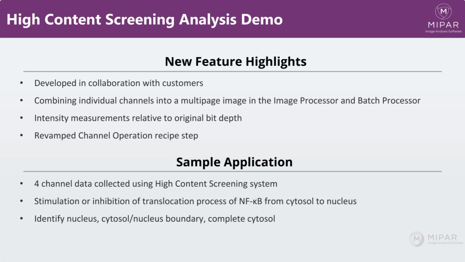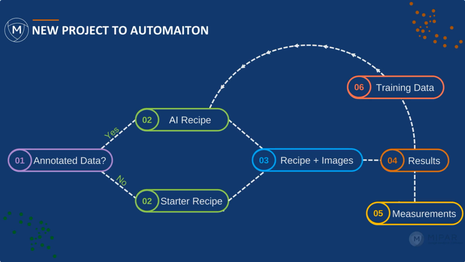So that was a fairly quick demonstration of some of the features that we've included in the high throughput analysis update of MyPart 4.1.0. Now, if you're new to MyPart, the question always becomes, well, how do I get these recipes? And we put together a diagram here to help new users navigate this process. And it really starts with whether or not you have annotated data, and it doesn't have to be much. We've been able to put together robust deep learning-based solutions with as little as 10 images that have been able to process hundreds, if not thousands, of images downstream.